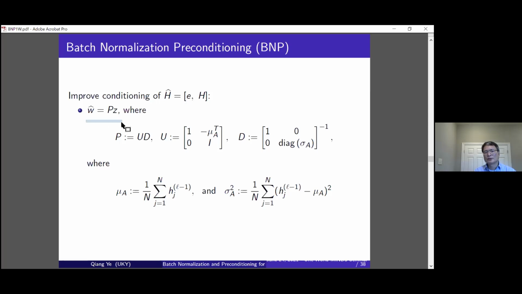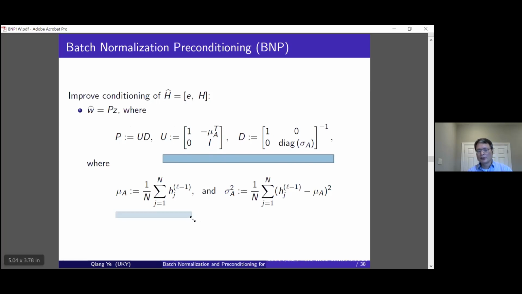So we do that by the transformation PZ as before, but now P is defined as the product of these two matrices here. U is a block upper triangular matrix, with ones on the diagonal and just negative mu A in the upper triangular part here, and mu A is the mean of the rows, the vector mean of the row vectors of the H. So it's just the mean of all the activations Hj. And sigma is just the variance.